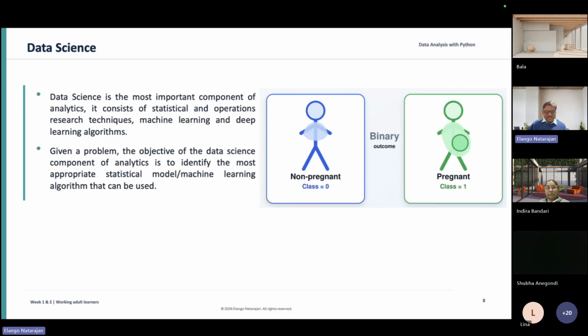Okay, coming to data science. Why is data science or data analysis required, and how do we do data analytics? It is everywhere.